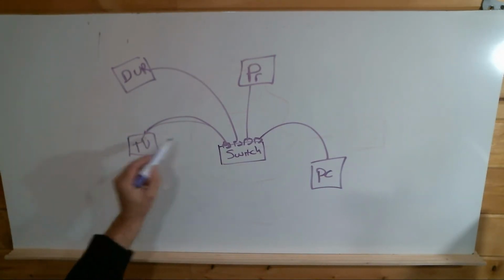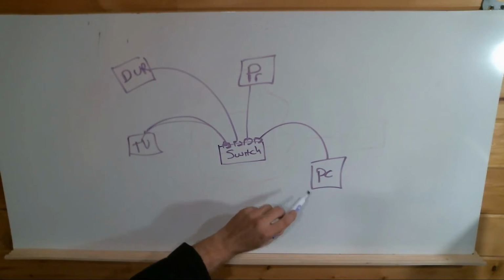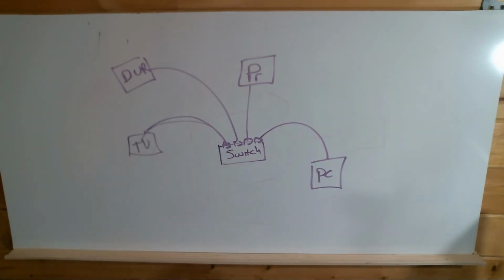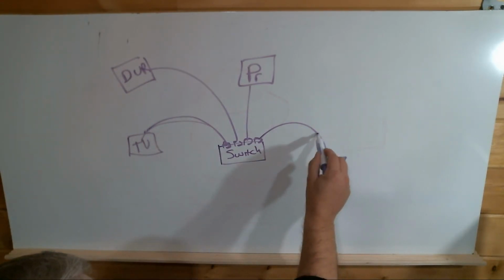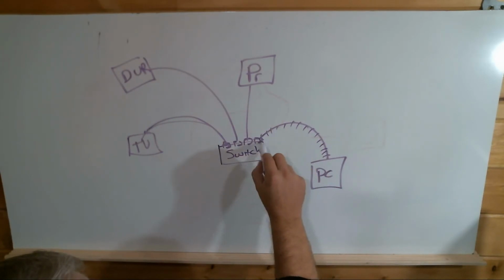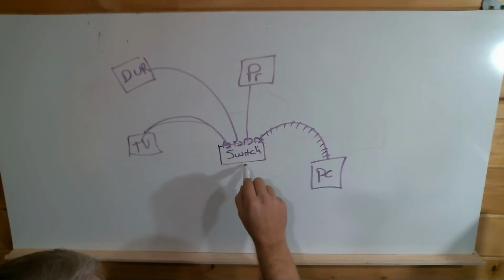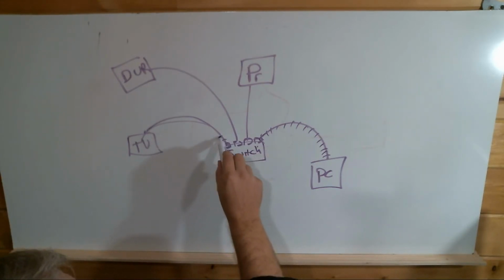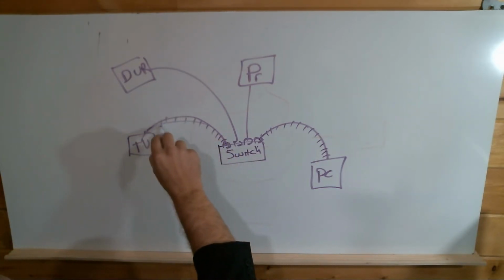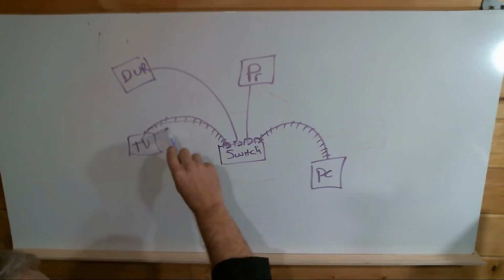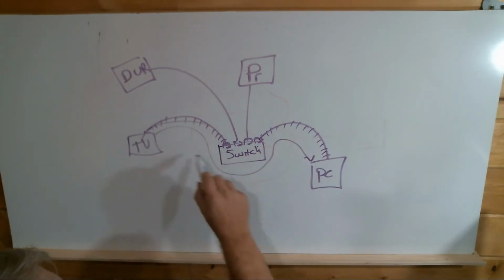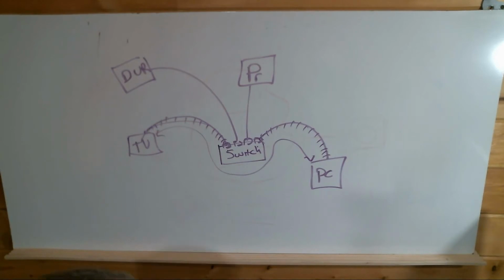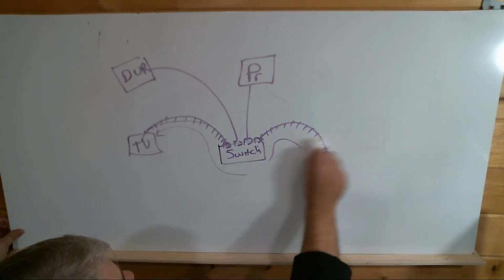So if I want to talk from the PC and stream a video over to my TV, my data travels down the cable, comes to the switch. The switch has its own little processor inside. It knows, okay, TV's on this port, and the traffic comes out and streams to my TV. So I have this virtual connection connecting the two. All right, so let me erase this.